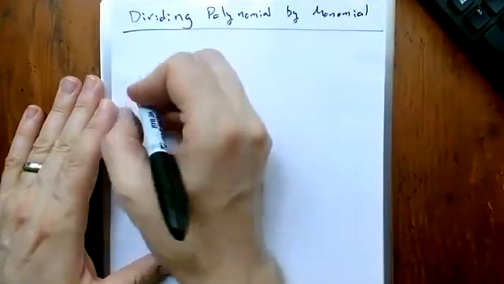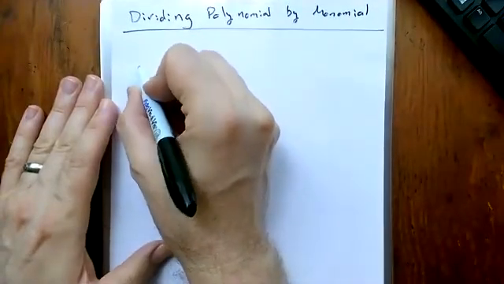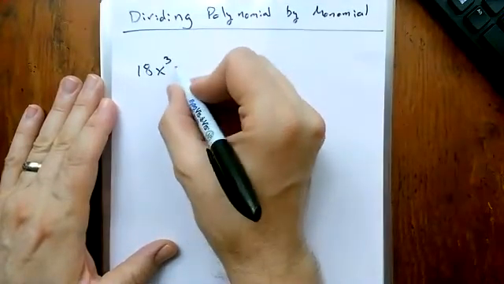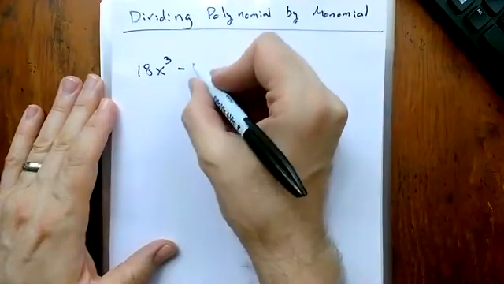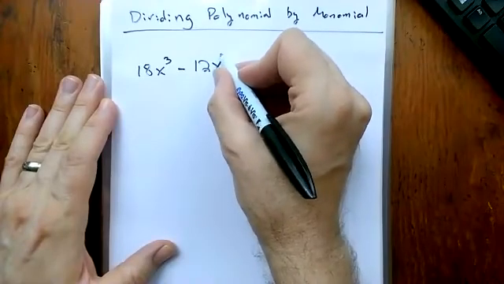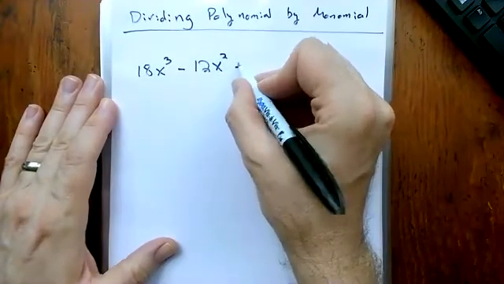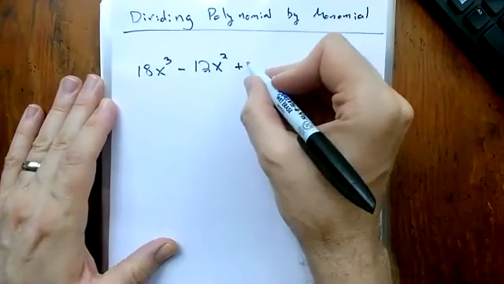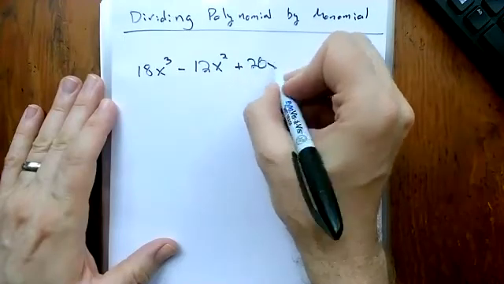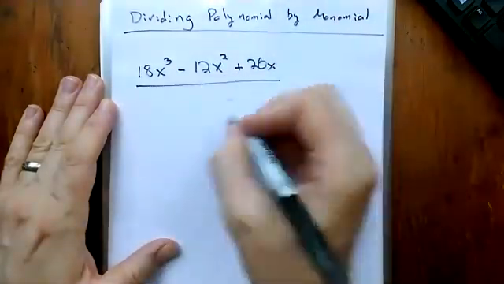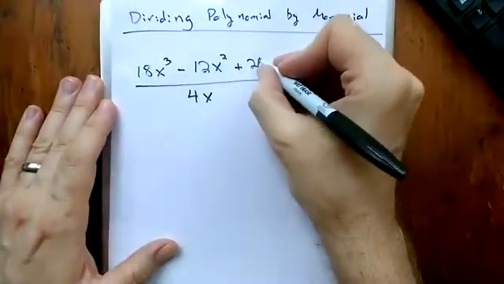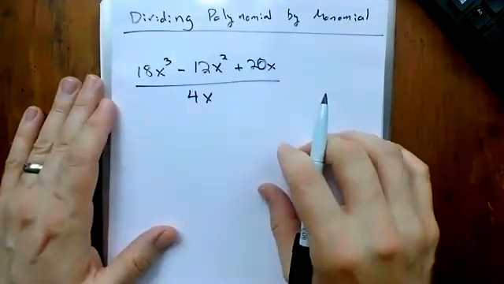Say we have something like 18x cubed minus 12x squared, and then I'll do plus 20x. And I take this whole thing and I divide it by 4x. This looks scary. It's like, oh my gosh, all of this.